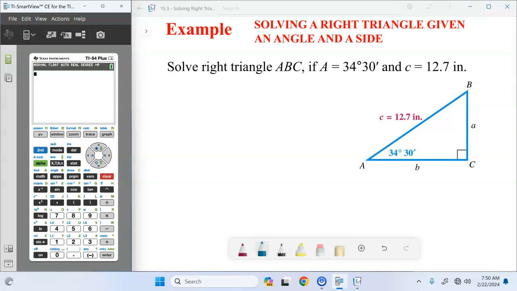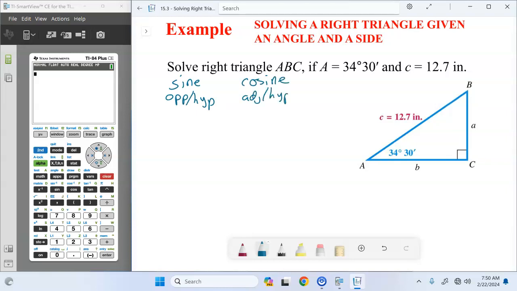When we're solving our right triangle, we look at the information that we have. We decide what side or piece of information we want to solve for first, and we use sine, cosine, or tangent. When I'm using sine, what 2 sides are involved? Opposite and hypotenuse. When we're using cosine? Adjacent and hypotenuse. And then our tangent is opposite over adjacent.